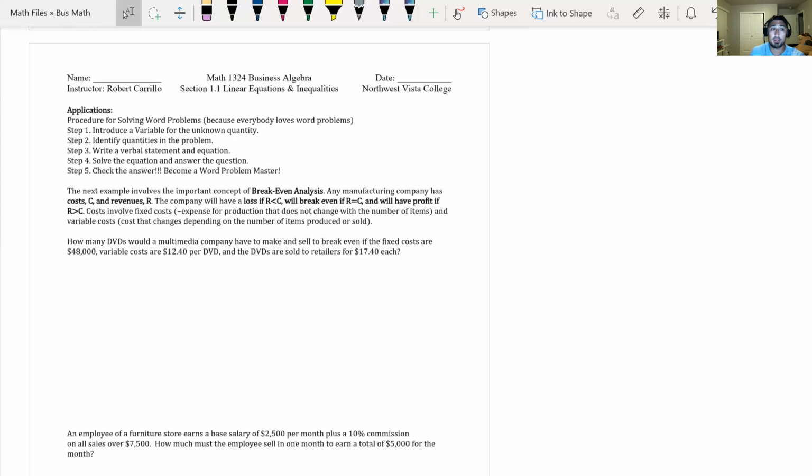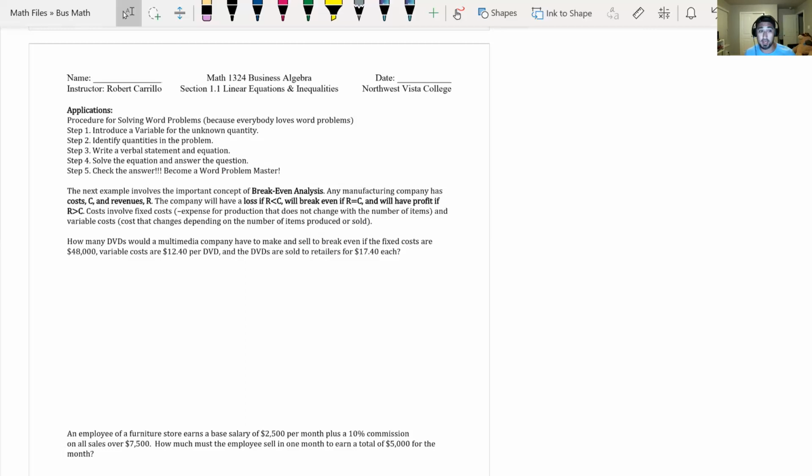All right. So first thing we introduce is the cost. Costs always involve a fixed cost. And this could be the expense for production, and it does not change with the number of items. So fixed costs could be anything from turning on the electricity, from sending out delivery trucks, from ordering the products you need in order to make your product, right?